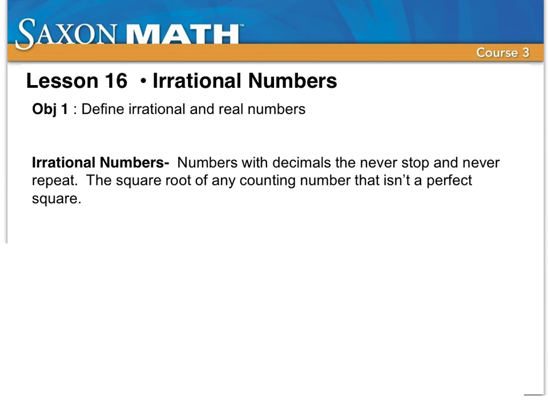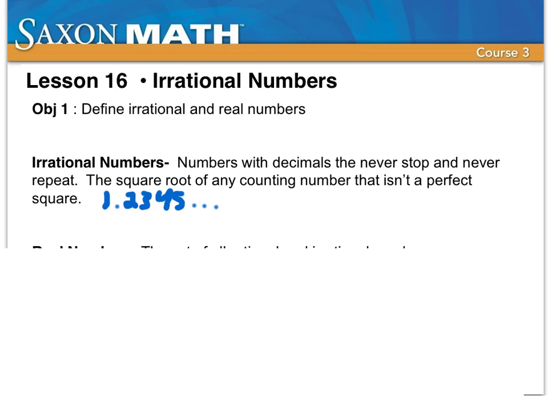First, irrational numbers. Irrational numbers are numbers with decimals that never stop and never repeat. Okay, irrational numbers can also be the square root of any counting number that isn't a perfect square. So, decimals that never stop and never repeat, like 1.2, 3, 4, 5, and it just keeps on going in that pattern. The numbers never repeat themselves and it would never stop going.